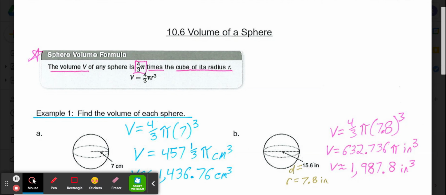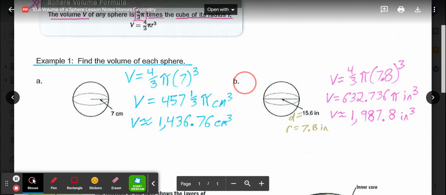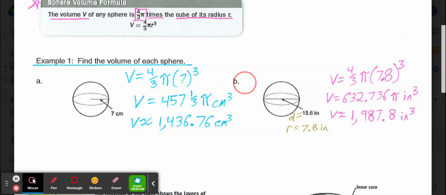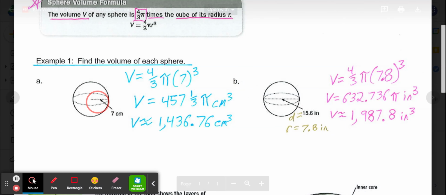So just keep in mind, if we're dealing with volume of a sphere, we need the radius, not the diameter. So that'll come into play in example 1b here. But first, looking at 1a, we have a sphere with a radius of 7 centimeters.